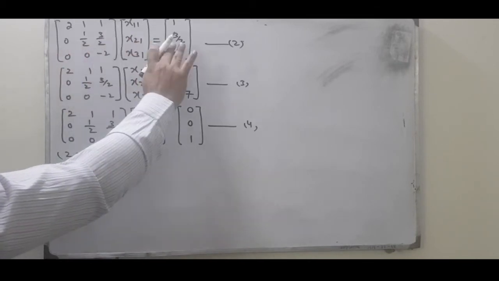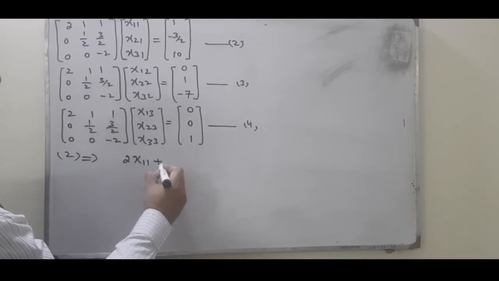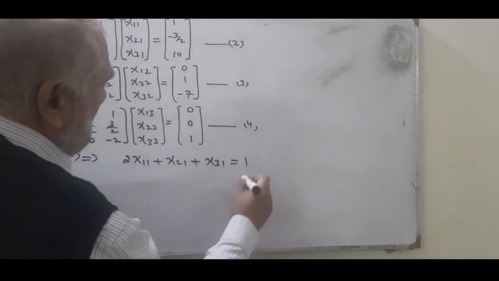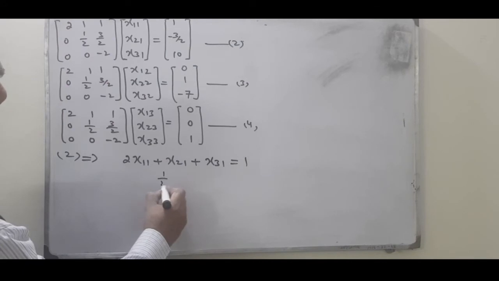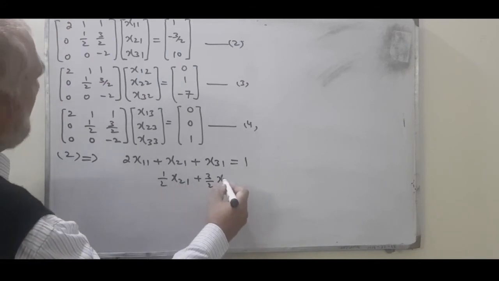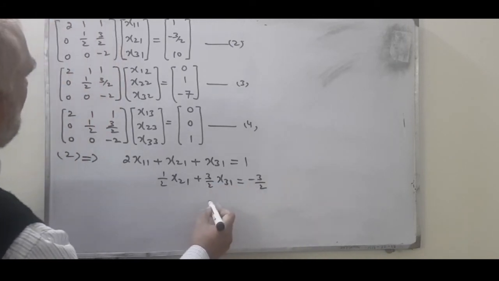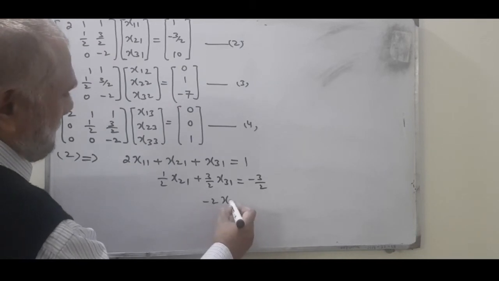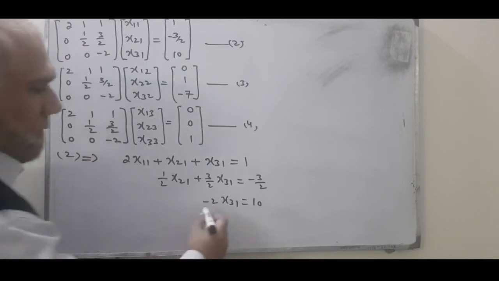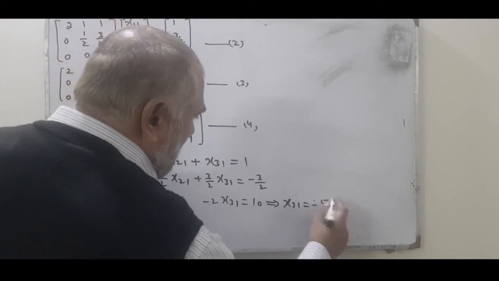After solving and transforming them back into the equations form, we get 2x11 plus x21 plus x31. This is your first equation, which is equals to 1. The second equation is 1 by 2 x21 plus 3 by 2 x31 is equals to minus 3 by 2. And the last equation will be minus 2 times x31 is equals to 10. So here we use the backward substitution. From the last equation we can calculate x31. This is equals to minus 5.